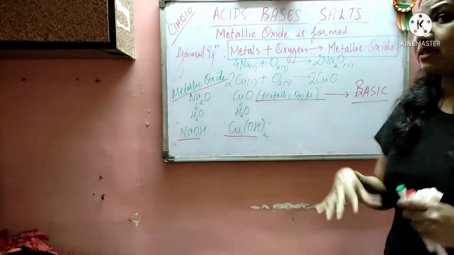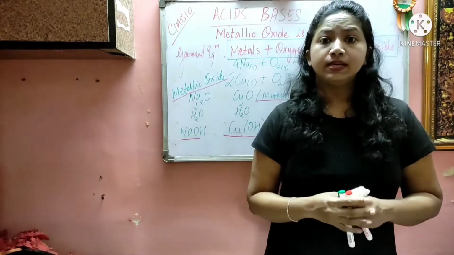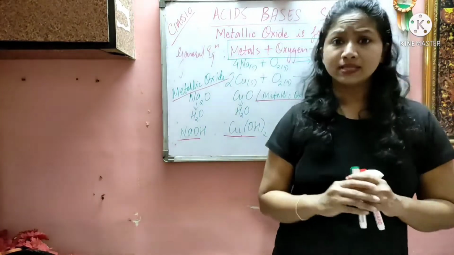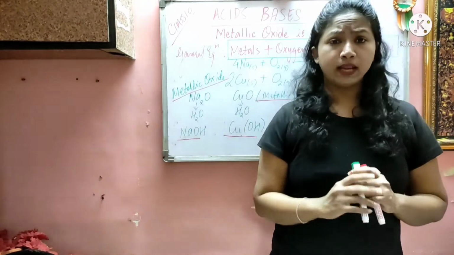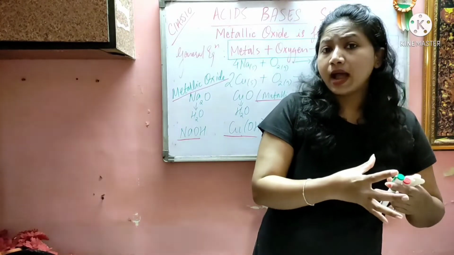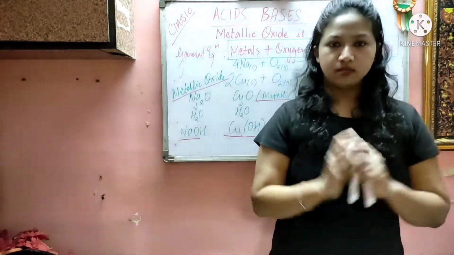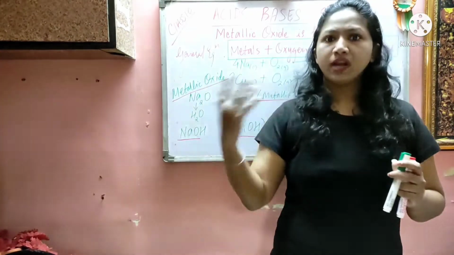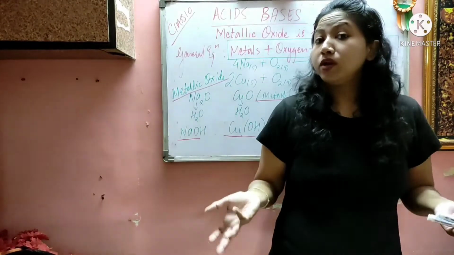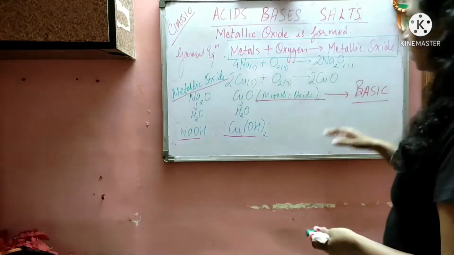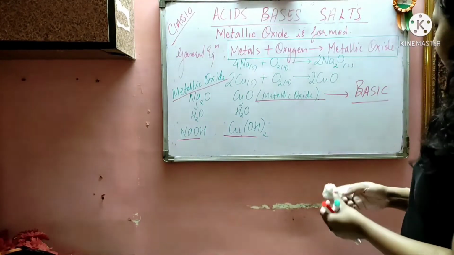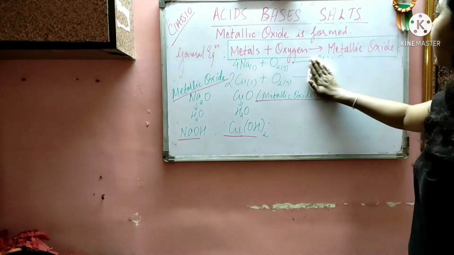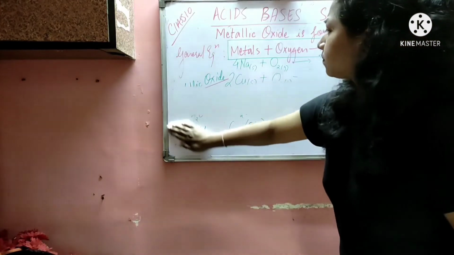Okay, now another reaction is when metallic oxide reacts with acid. Metallic oxides are basic in nature. So when metallic oxide reacts with acid, what do you get? See, metallic oxide is a base. When it reacts with acid, it is going to be a neutralization reaction. Let's see how it is. Now metallic oxides, guys, are basic in nature.